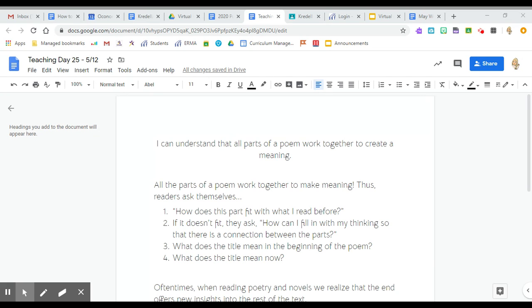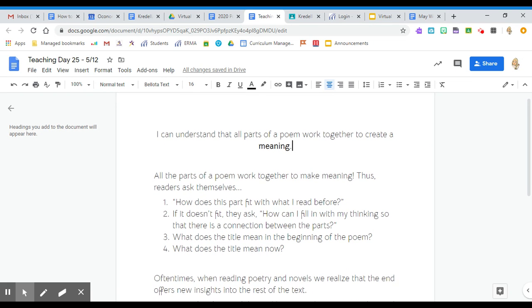So our I can statement is: I can understand that all parts of a poem work together to create meaning. So guys, this is something that we've really worked with a lot, especially this meaning part, right? Working on creating meaning because we talk about all the time that writers do things intentionally. They don't make any mistakes. Everything they put in, they do on purpose, right? So that's what we're going to be looking at today: what is the meaning behind some of these poems? And this is something that you guys have had some experience with.